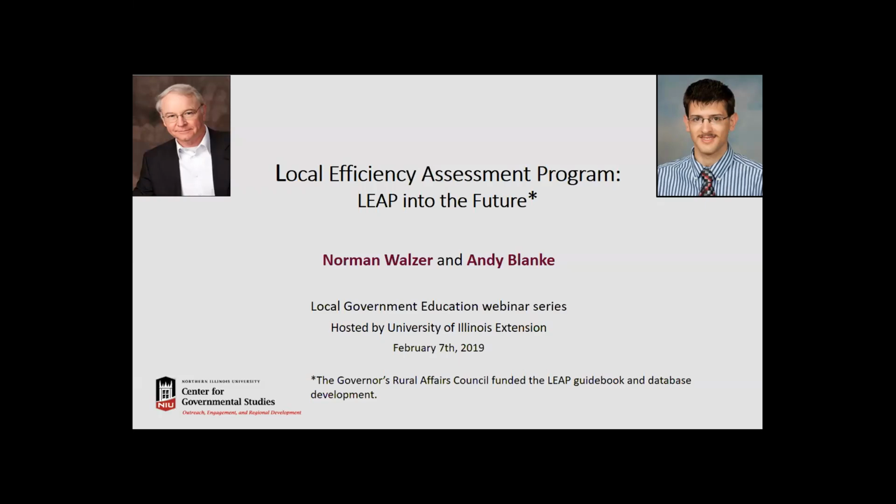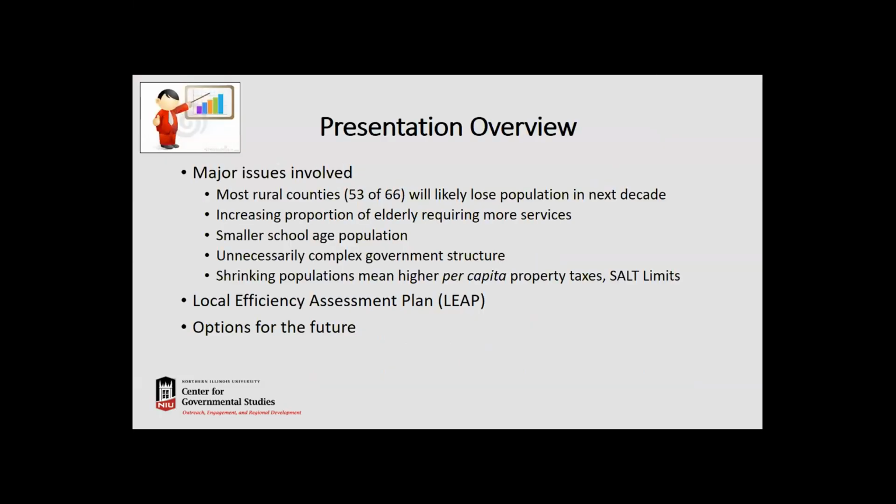So the background on this is that as you look ahead, the rural counties in Illinois particularly are going to face some significant population changes. And this is part of a major demographic trend across the country. By projections provided by the Illinois Department of Public Health, it looks like about 53 or so of the 66 rural counties in Illinois are probably going to lose population within the next decade or so. And there's going to be a significant increase in the proportion of elderly in these counties that are going to require different services. There's going to be a stagnant or maybe decreasing school age population in some counties. So that's going to cause some changes there.